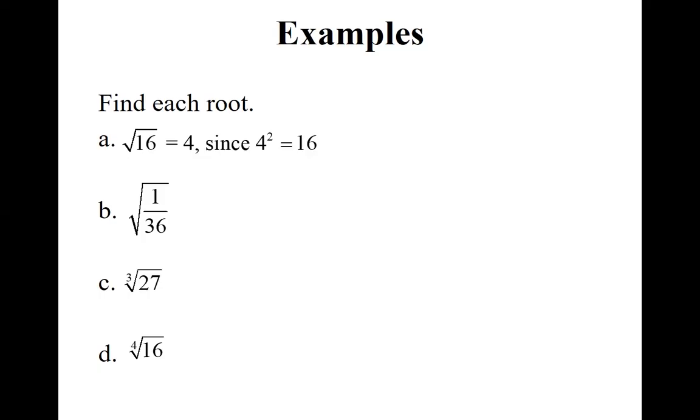Again, don't be scared off by the fraction. Imagine that the radical was on the top and on the bottom. What's the square root of 1? What times itself is 1? 1. What times itself is 36? 6. So 1/6, because the square root of the fraction is the square root of the top over the square root of the bottom.